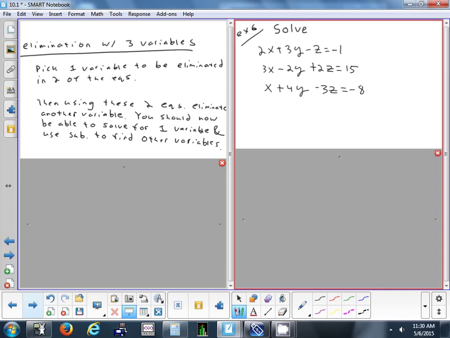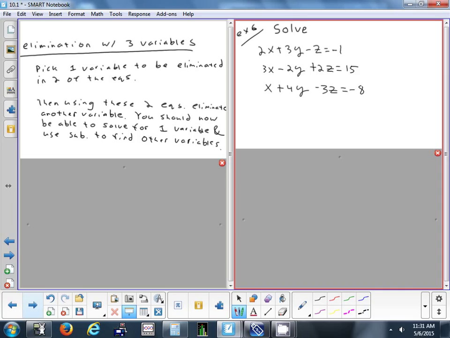What equation there has a variable somewhere in it with a coefficient of 1? James? The third one. So the third equation is what we're going to use to try to get rid of some variables. What variable has a coefficient of 1? X. Okay, so my goal is I'm going to use equation 3.